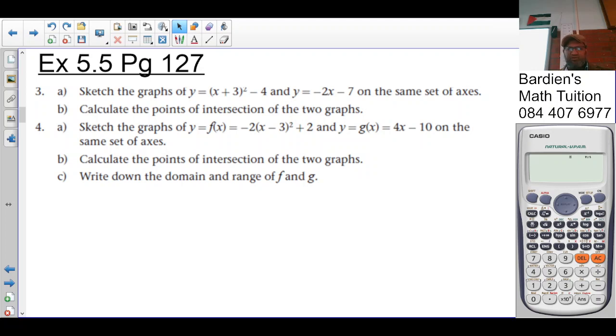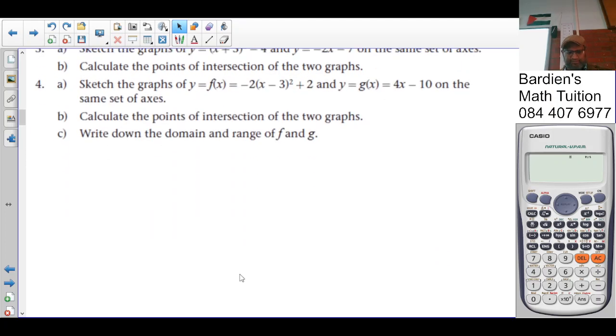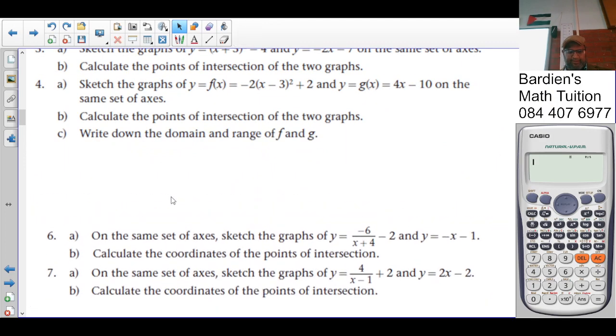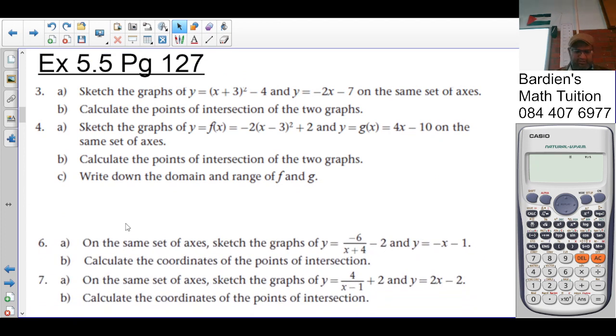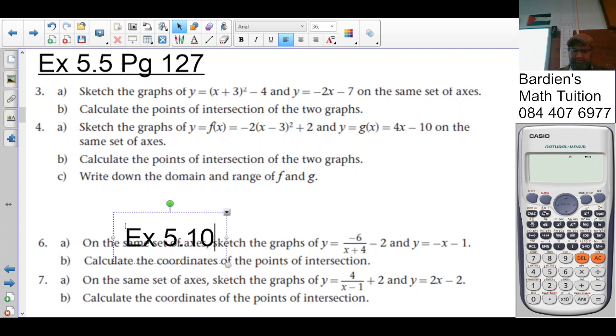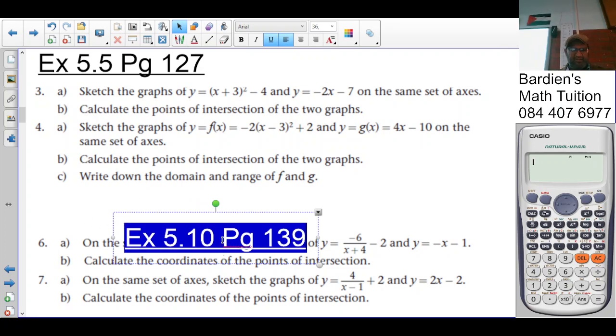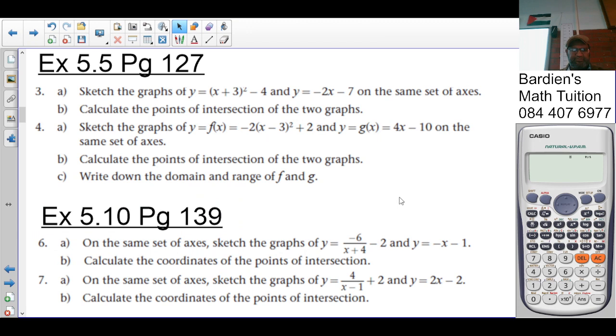Okay, I'll give you some exponential graphs to draw as well. So exercise 5.10. This is on page 139. The exponential graphs. It's 5.10. 11, sorry.